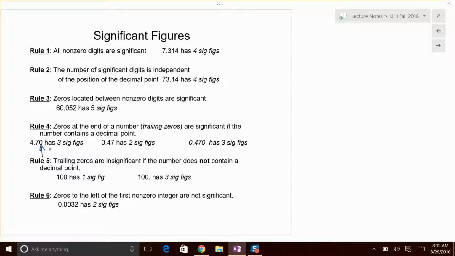Zeros to the left of the first non-zero integer are not significant. Once again, do they have value? Yes. So are they significant? No. Good.